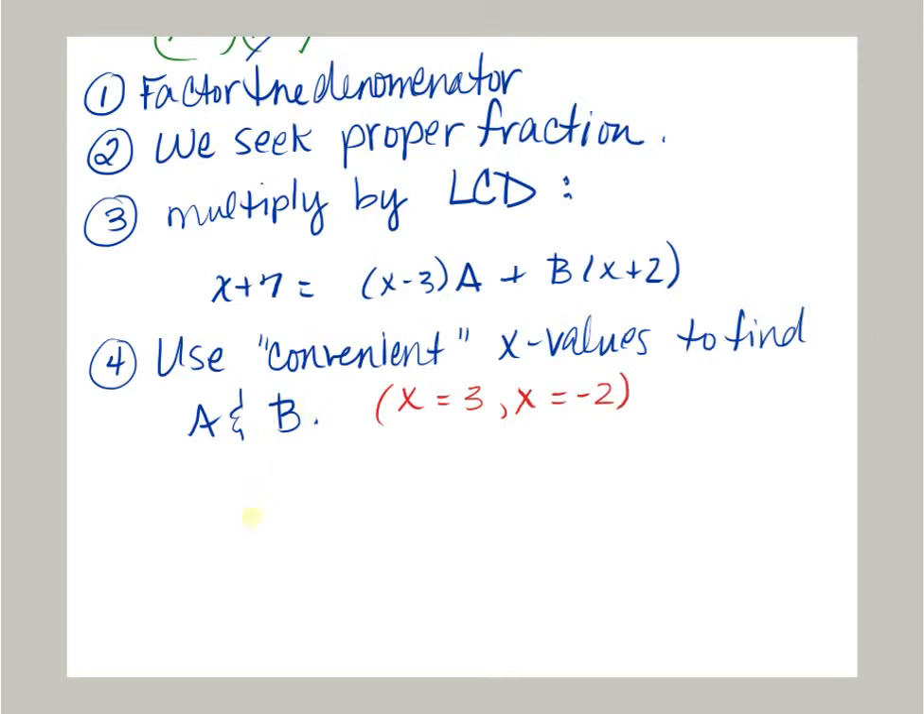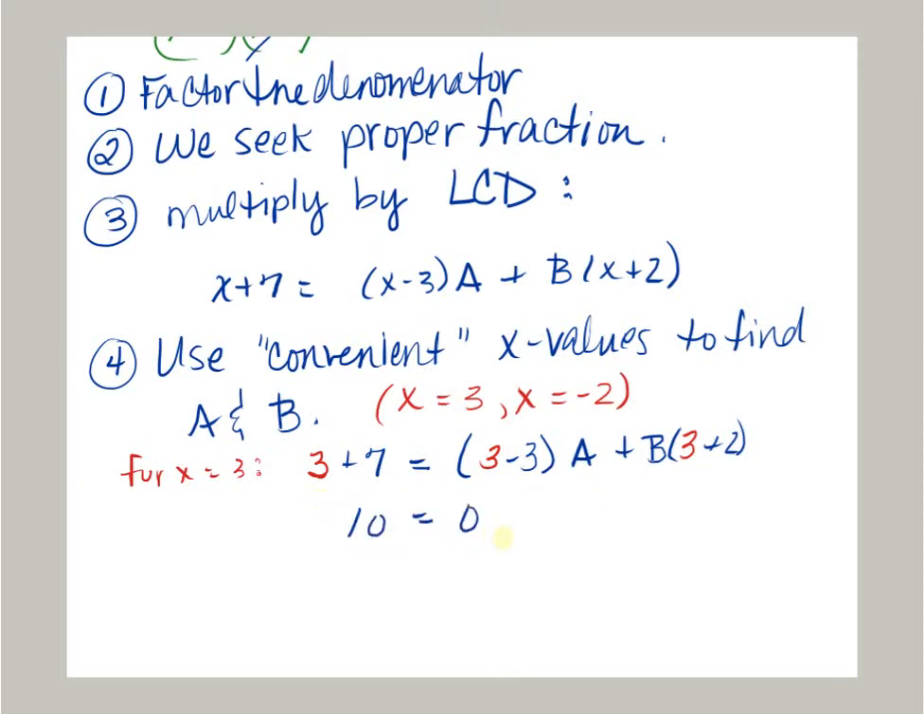So let's try that. Let's put in 3. Okay, so for x equal 3, this is what happens. We get 3 plus 7 is equal to 3 minus 3 times a plus b times 3 plus 2. Okay. All right, so on the left-hand side, I have 10. And on the right-hand side, I have no a's and I have 5 b's, which since there are no a's, that means that b must be 2. Okay, that was actually quite convenient because it made the a go right away.